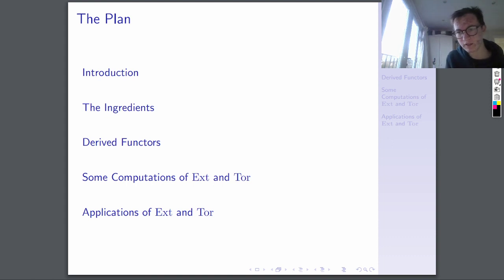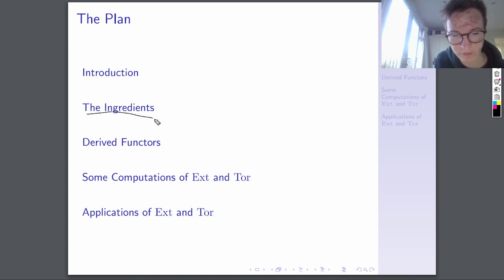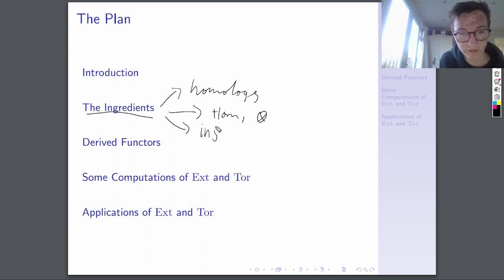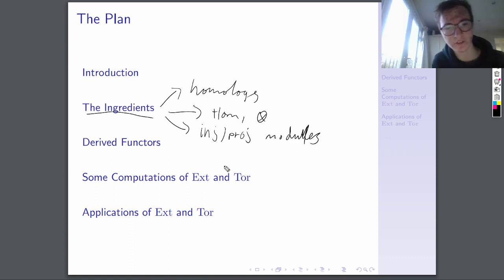So yeah, the plan is, okay, I'll give a little introduction, and then by the ingredients, what I mean is all of the homological algebra stuff which we will need to define Ext and Tor. So this will be homology, so what that is, hom and tensor products, those will be very important, and injective/projective modules. So those are the three ingredients that we need.